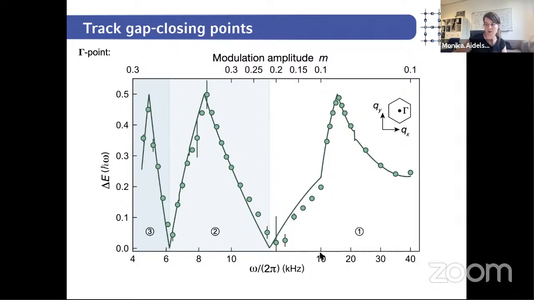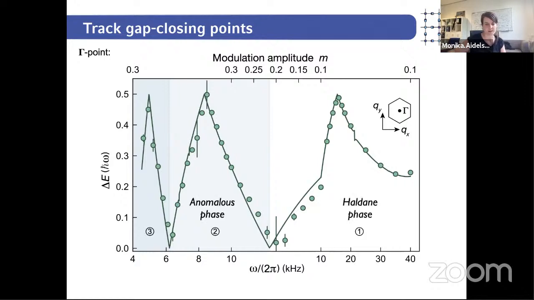So first we scan the modulation frequency, then we scan the modulation amplitude, and then again we scan the modulation frequency. Then we enter the second regime. There the gap increases again, and then there's a second gap closing point happening, which signals a transition to a third topological phase. And this solid line is actually not a fit. It's a band structure calculation where the only input parameter that we have used is the calibration of the lattice depth and the modulation amplitude. So these are ab initio Floquet calculations, which match very nicely our experimental prediction.